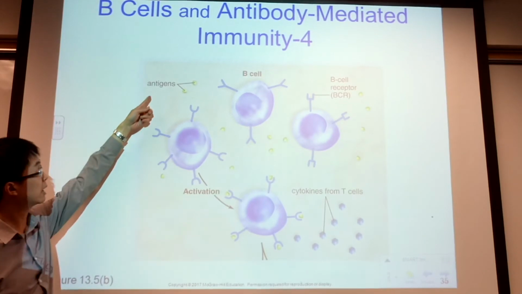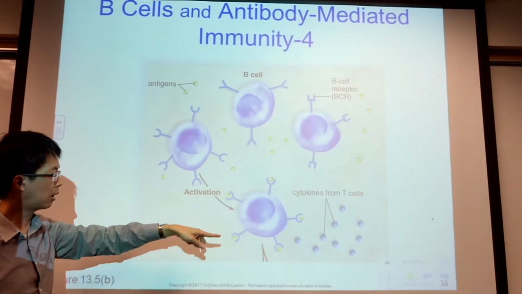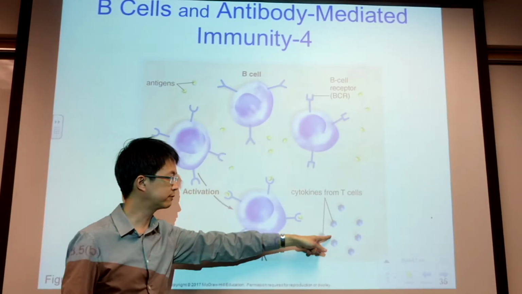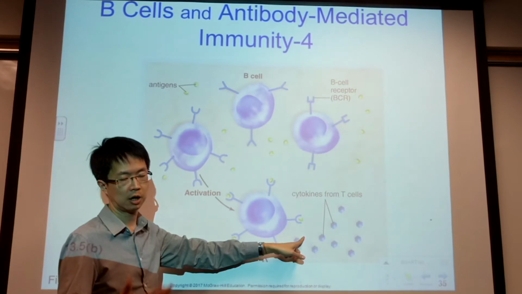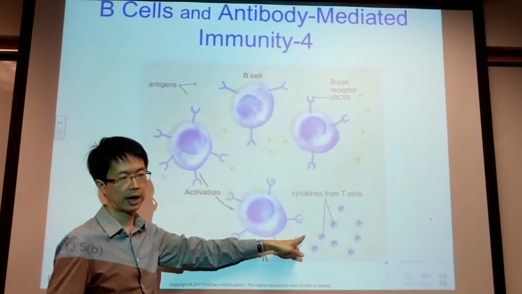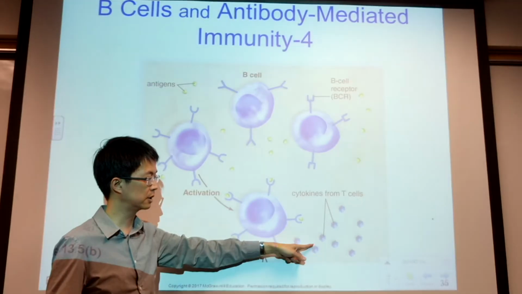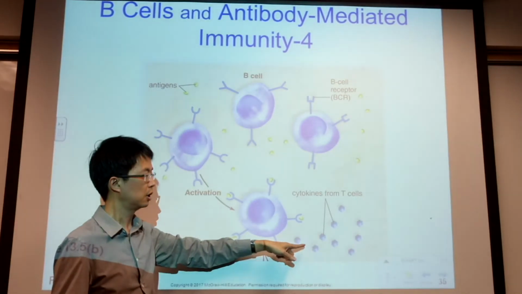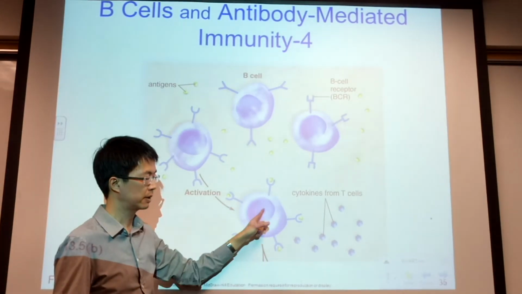So you see that the antigen binds to the B cell, or the B cell receives the cytokine from the T cell. That means the T cell recognizes the antigen or the pathogen, the foreign invader. Then it secretes the cytokine, interleukin-2, to tell the B cell, okay, we have a foreign invader, start making antibody.